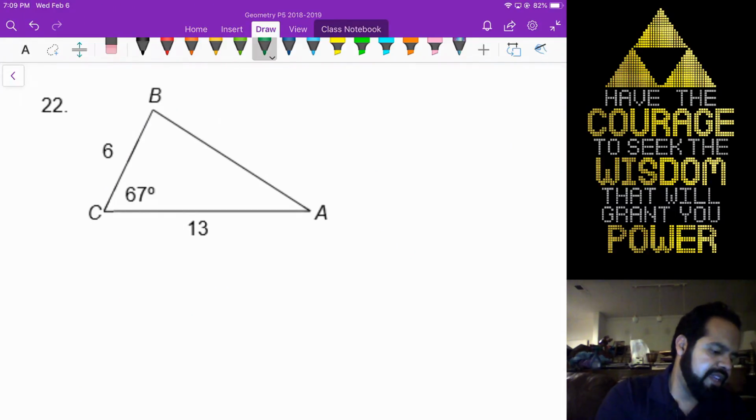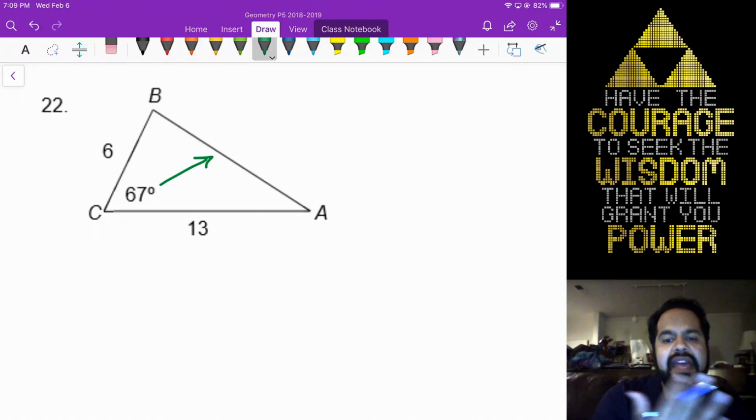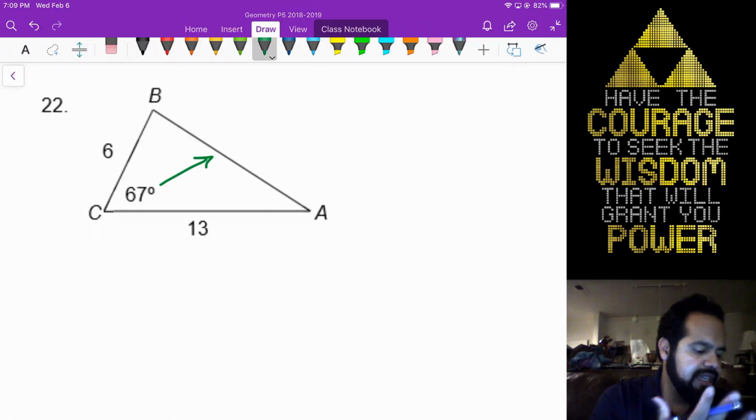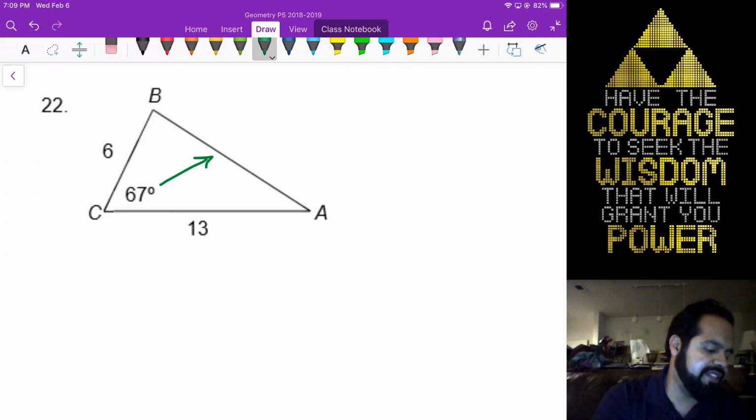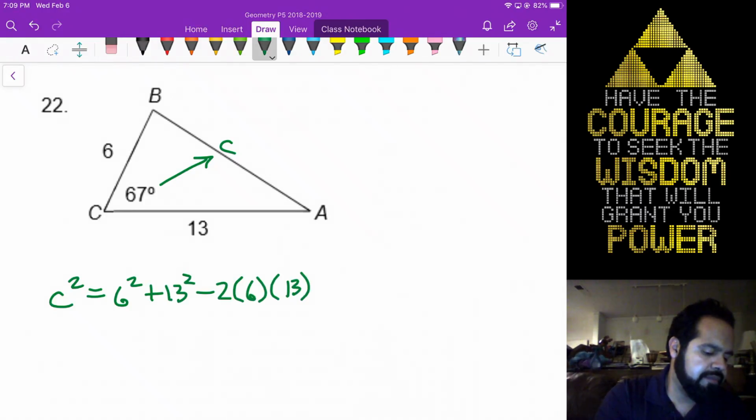Again, I don't have a side opposite this angle. I don't even have other angles to help me solve. So I have to do the law of cosines. I am solving for little c, so that's going to start off my formula. C squared equals 6 squared plus 13 squared minus 2 times 6 times 13 cosine of 67.